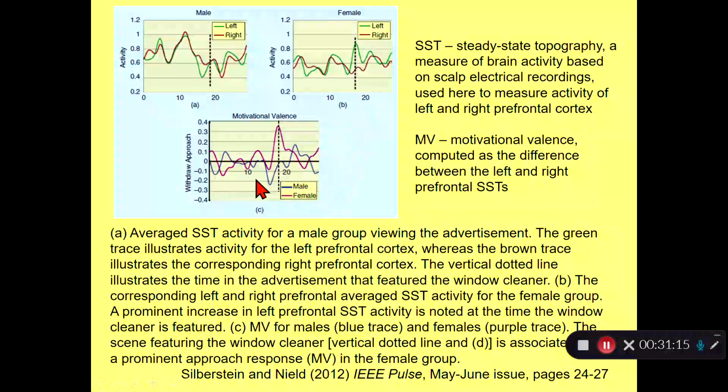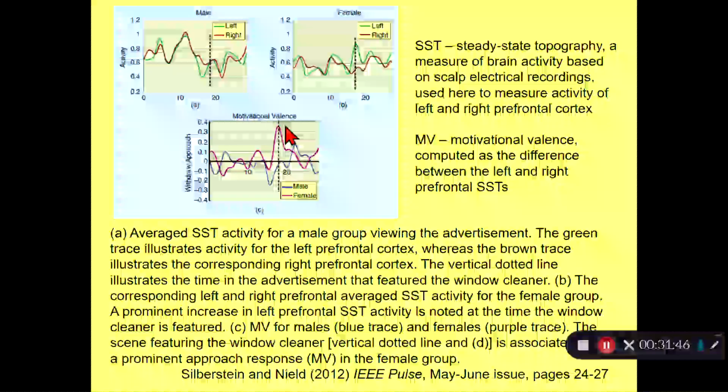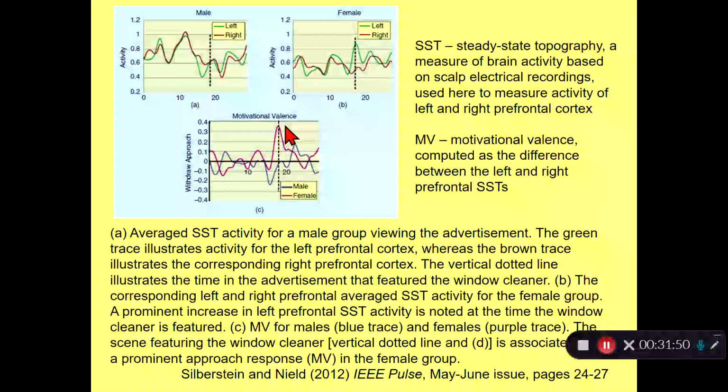Down here in C, they computed the difference between the left and right prefrontal cortex activities. And that difference for men is shown in blue and for women is shown in purple. And you can see that when the sweaty window washer shows up, there's almost no difference in activity in left and right prefrontal cortex in the men, but a huge difference in the women. And this is correlated with the effectiveness of the advertisement, that women were motivated to buy Diet Coke by this ad, and it was correlated with difference in activity in left and right prefrontal cortex, left more active than right by a lot, which was proportional apparently to the happiness, to the pleasure they felt watching this ad.